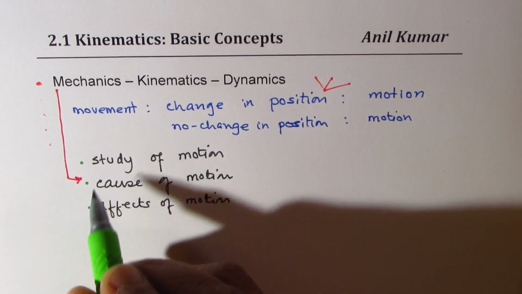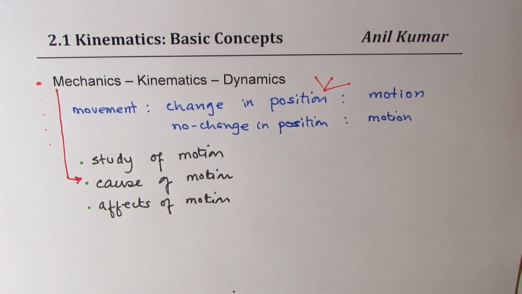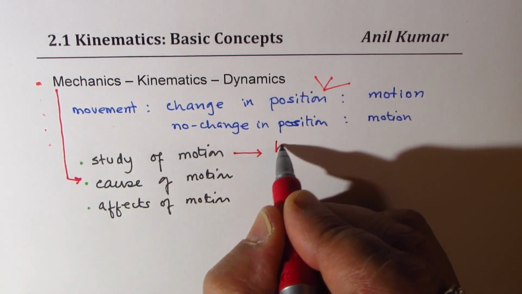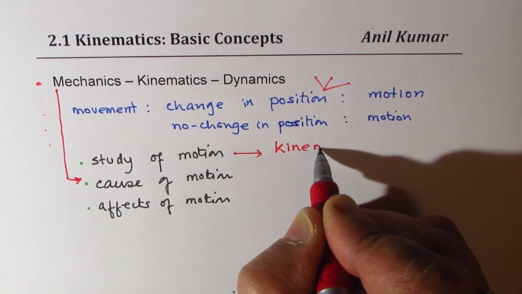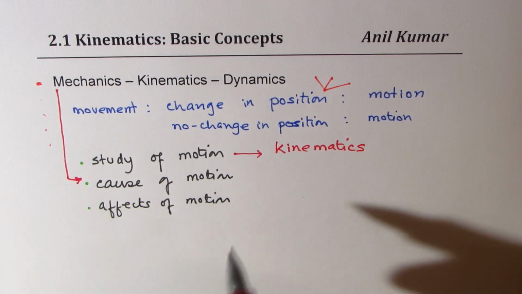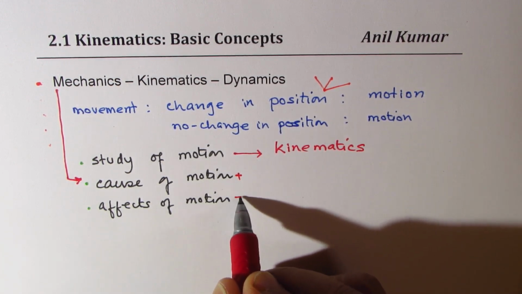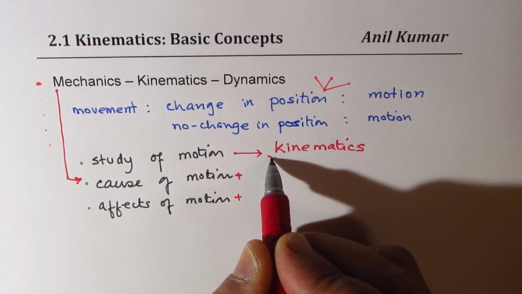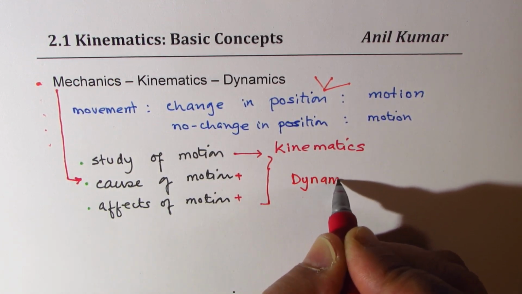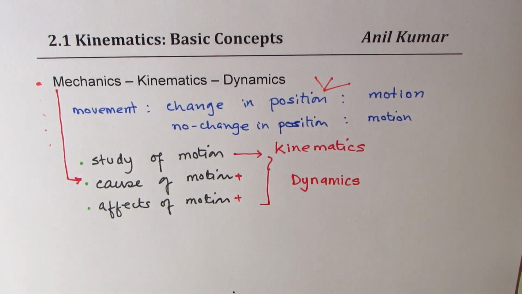So we'll have three different chapters on mechanics. The very first one, which is just the study of motion, is called kinematics. But soon when we add these components, then it becomes dynamics. So that is the major difference between the two.